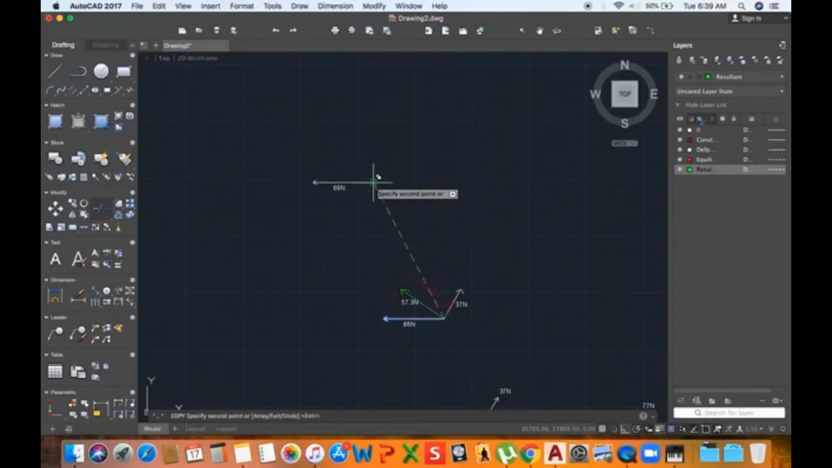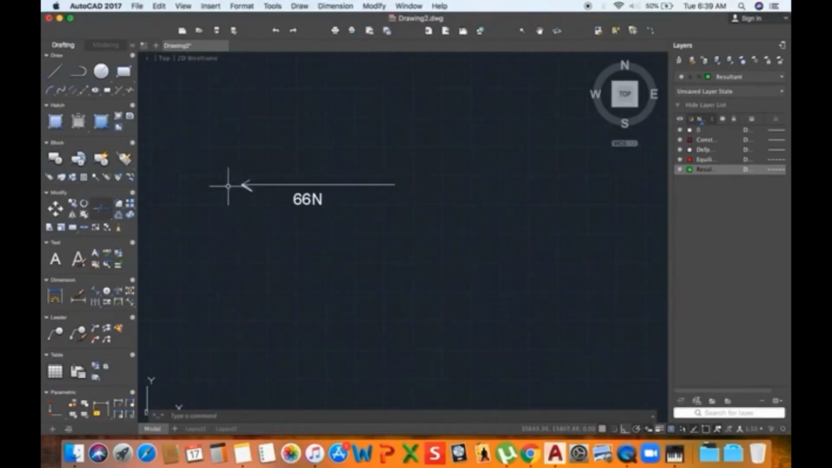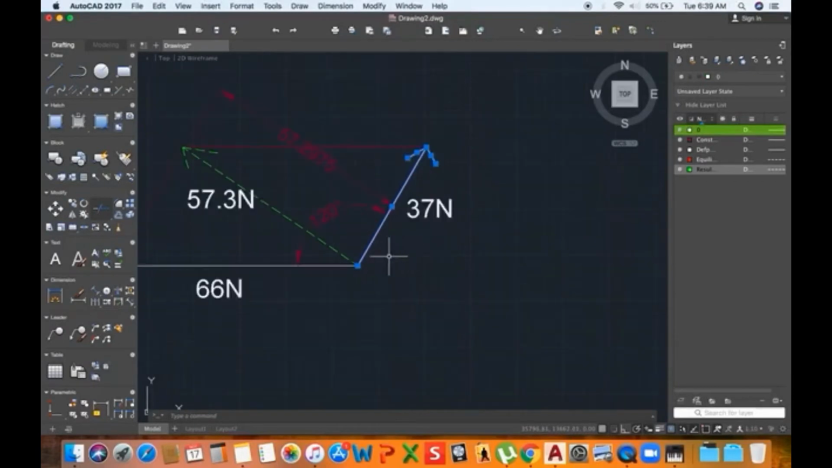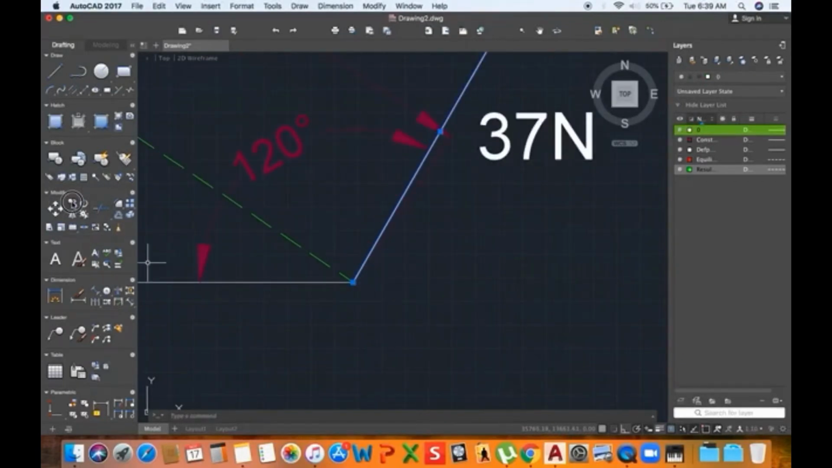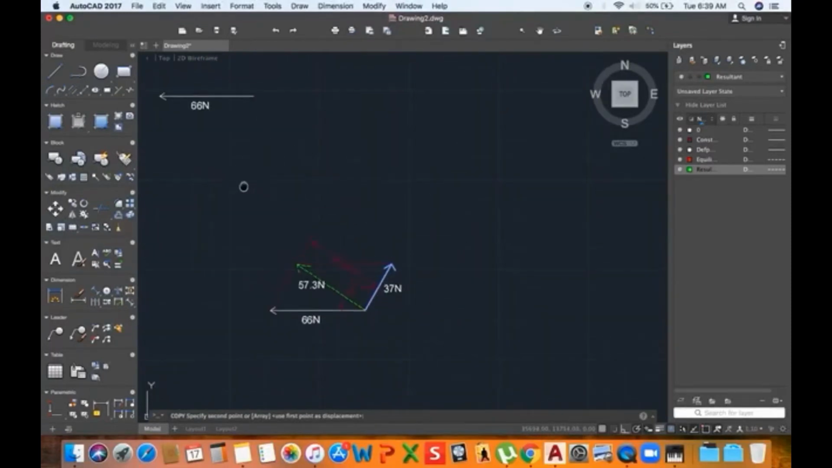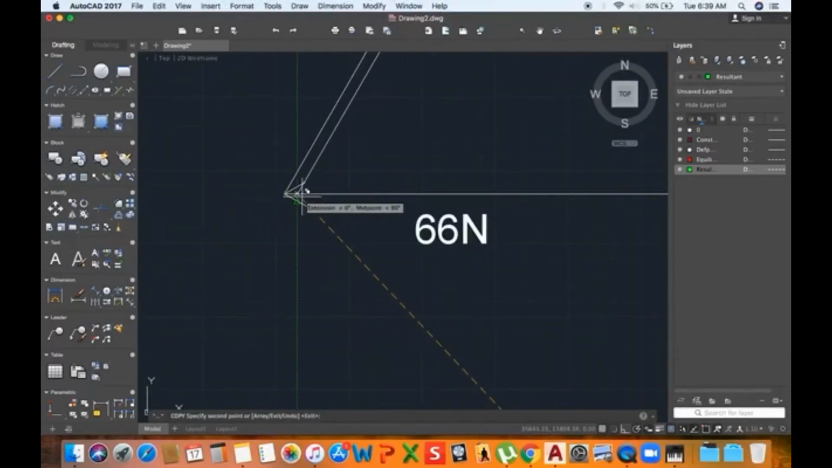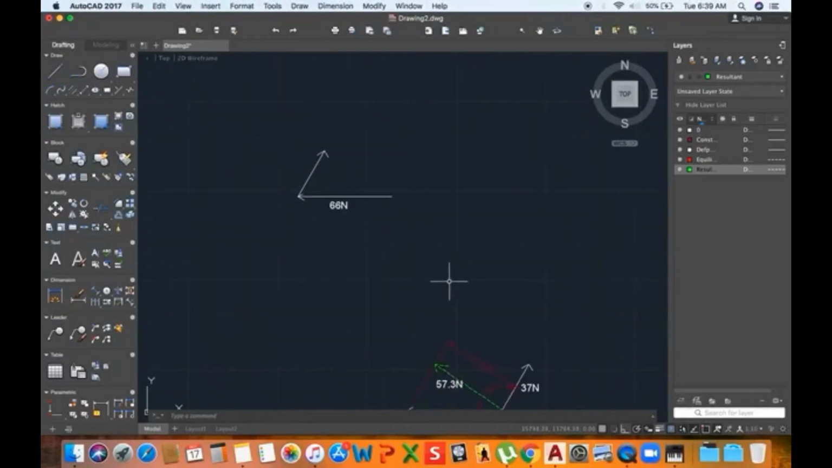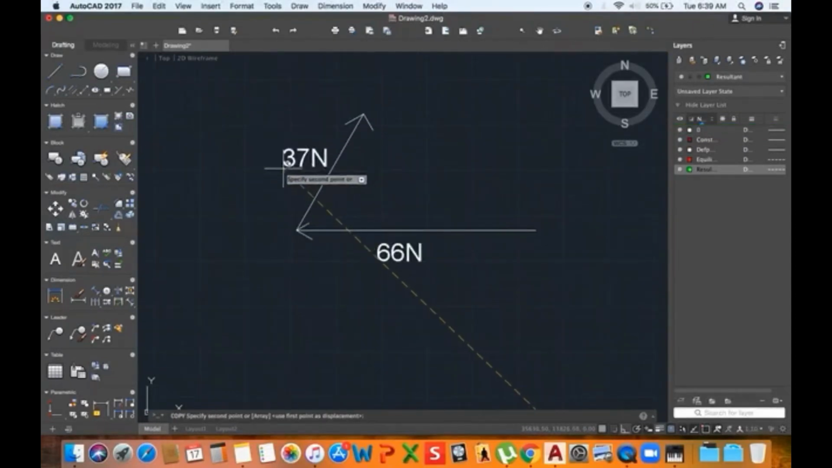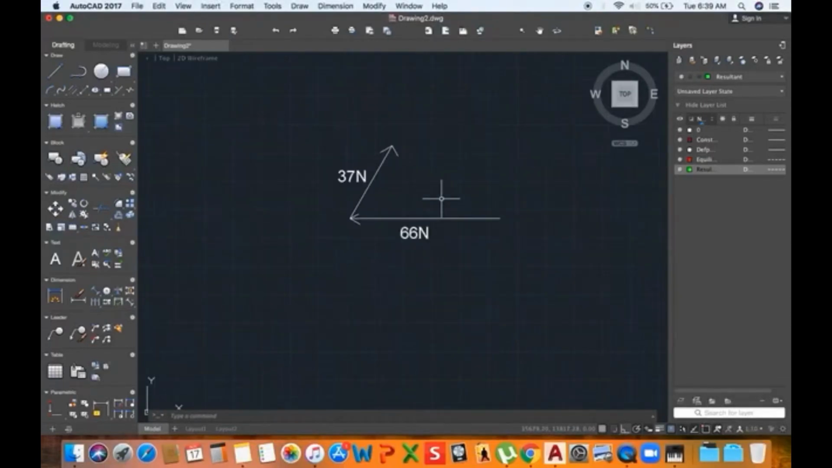Place it here. We're going to take the second vector, and where the first vector ends, which will be at the arrow, we are going to start the second vector. So this is the starting point of the second vector, and place it at the end point of the first vector. Okay, so those are the first two vectors.